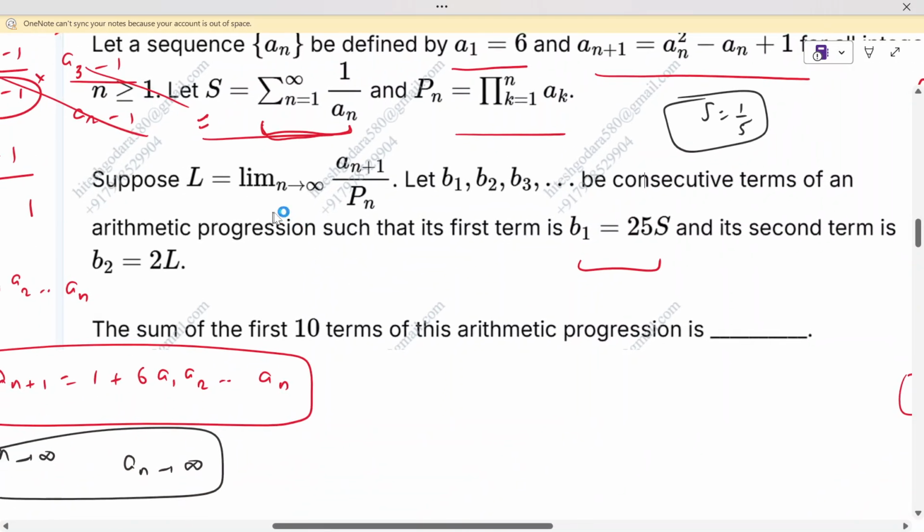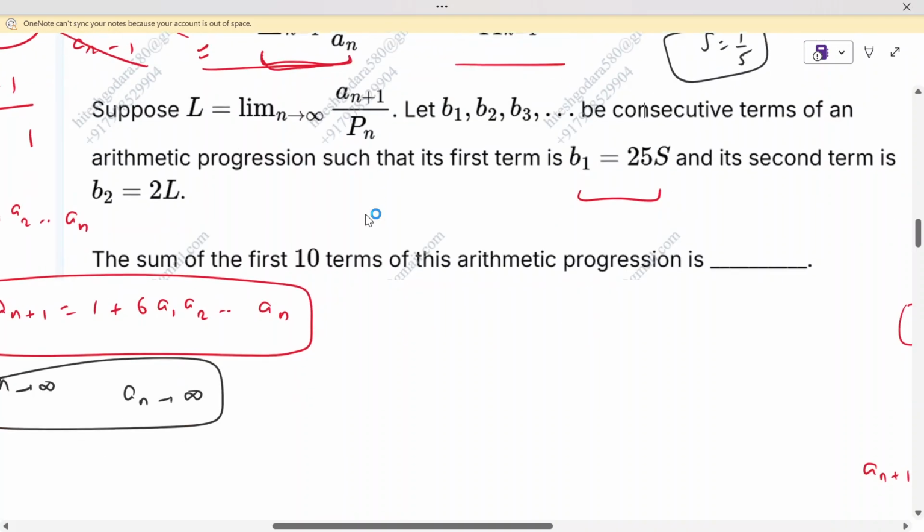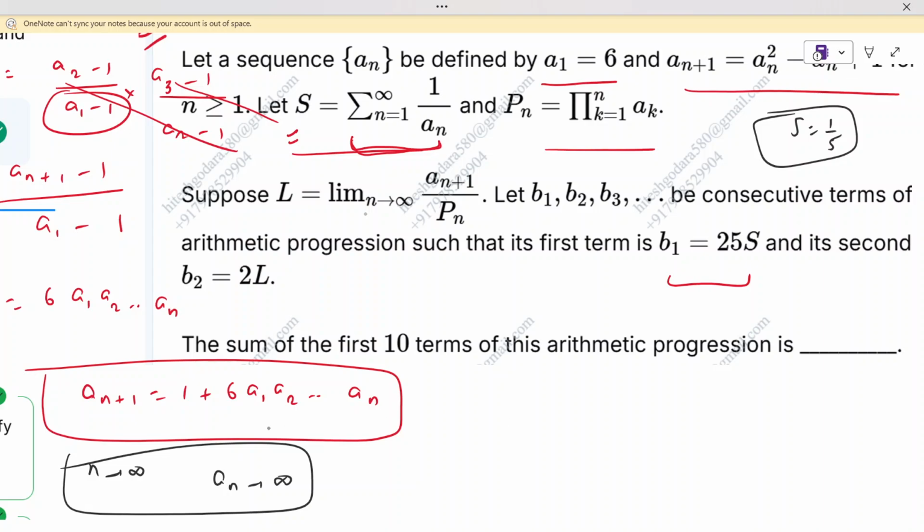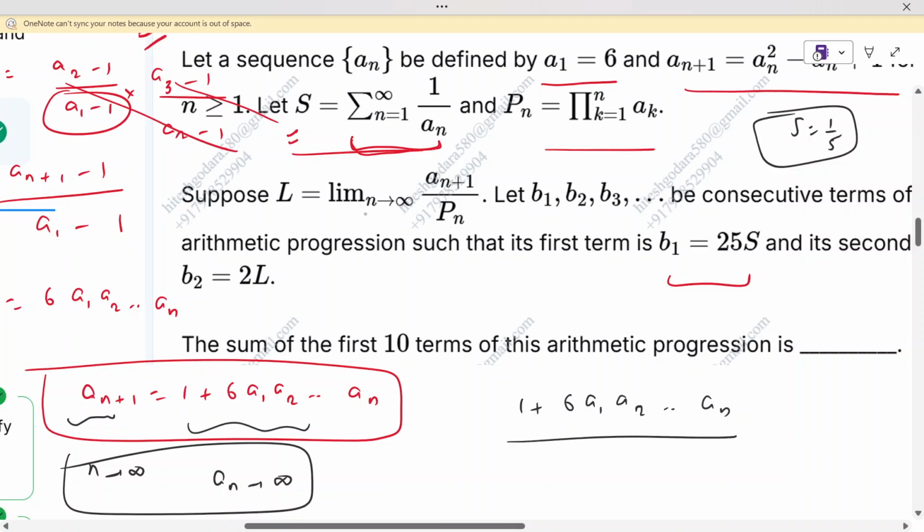now regarding the L part, so An plus 1 is there, okay? An plus 1 by Pn, and Pn is the product of this one. So you can see the An plus 1 value is what? An plus 1 is actually what? 1 plus 6 A1 A2, take An. Yeah, 1 plus 6 exactly. And upon the P1 is A1 A2.